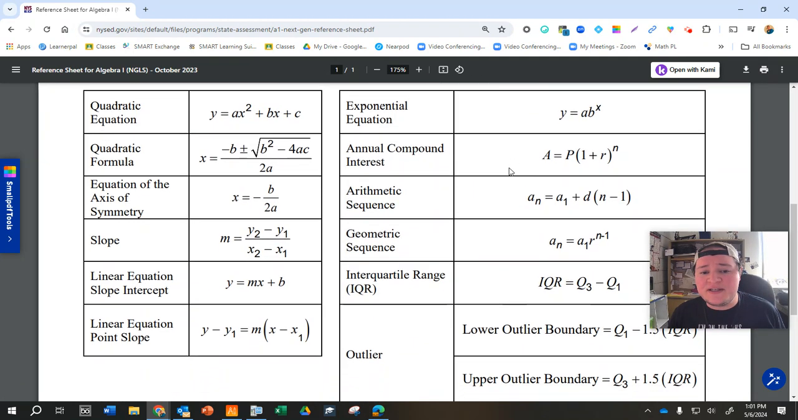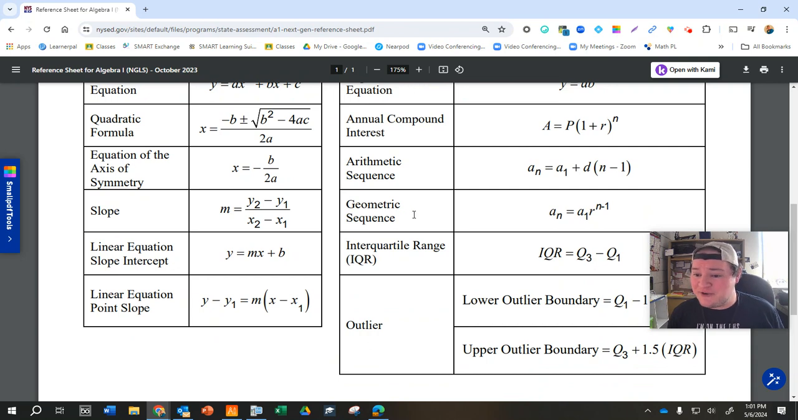There's two types of sequences, arithmetic and geometric. Arithmetic is add or subtract each time. Geometric is multiply or divide each time. Since it's -6, -6, -6, -6, this is arithmetic, because it's minus each time. So I'm going to grab this formula real quick.